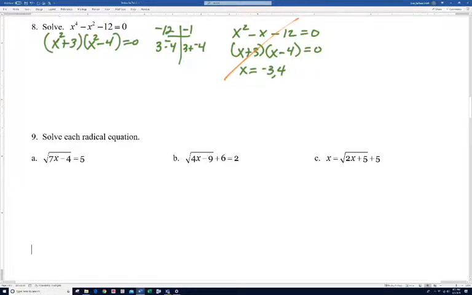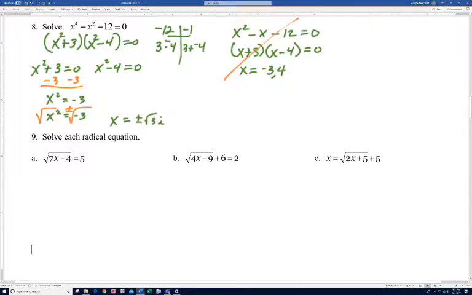But notice here we've got two quadratic equations. We're going to say x squared plus 3 equals 0, or x squared minus 4 is equal to 0. And we'll solve each of these separately. So for x squared plus 3 equals 0, let's subtract 3 on both sides. We get x squared is equal to negative 3. And let's take the square root of both sides. Now remember, if you have the square root of a negative, you're going to have an imaginary number, so we need to pull out an i. You get x is equal to plus or minus square root of 3 times i.